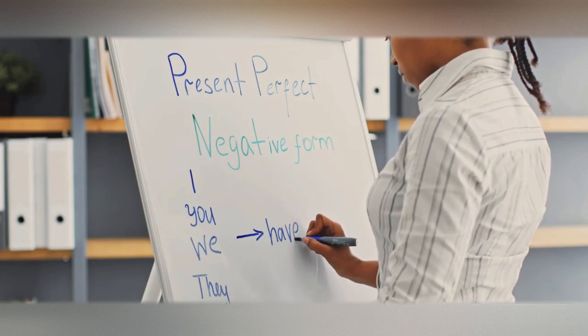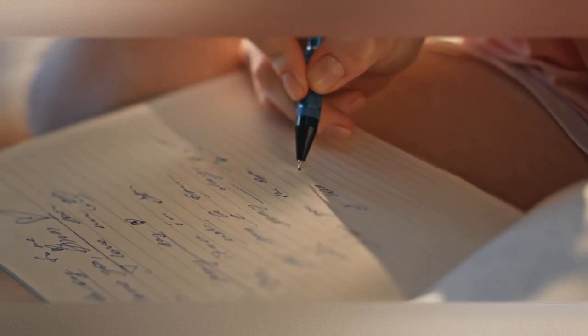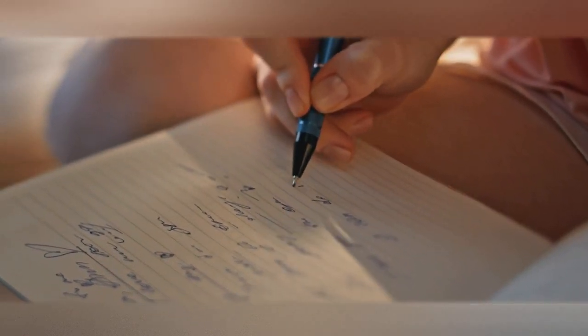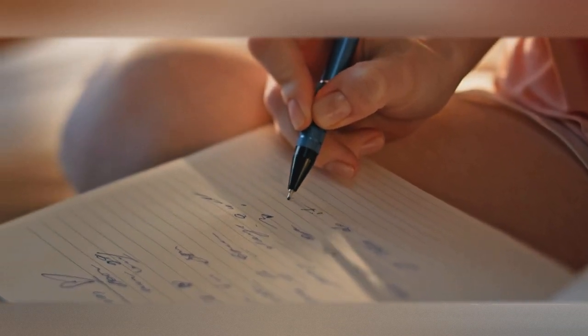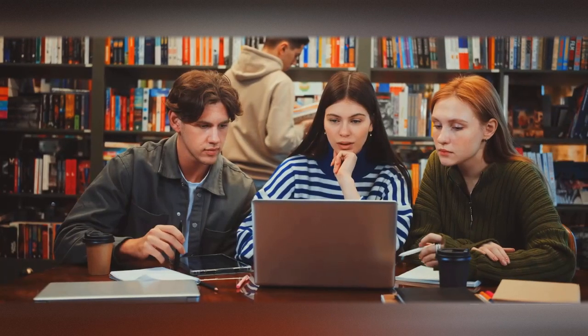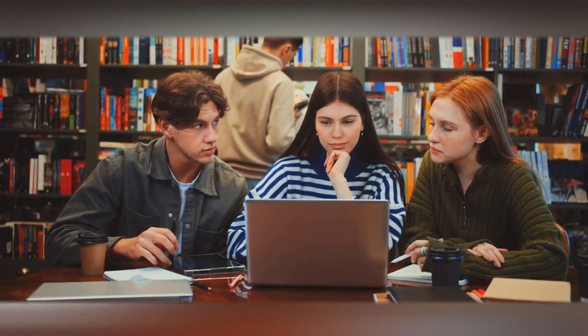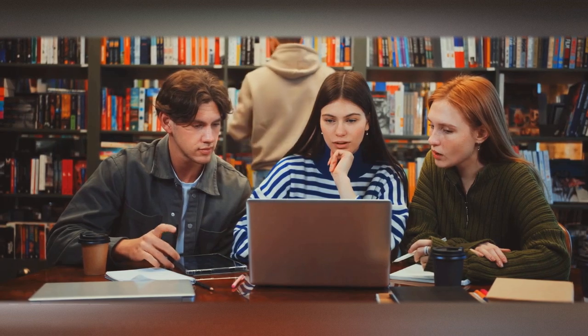Take this example: "To travel the world is my dream." Here, "to travel the world" is the subject of the sentence. It tells us what the dream is about. Another example is, "She wants to learn Spanish." In this case, "to learn Spanish" is the object of the verb "wants." It tells us what she wants.